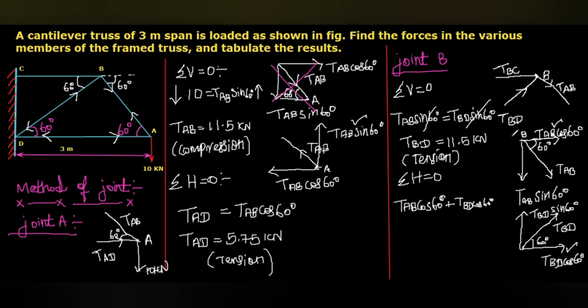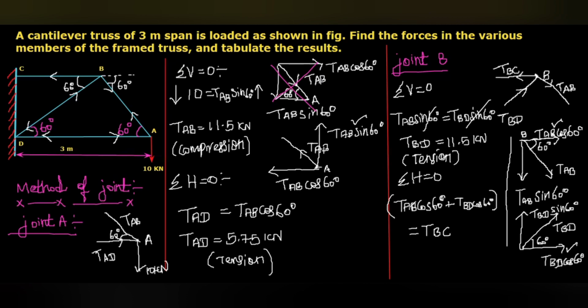These two are acting towards the right side. This should be equal to this force TBC. If these two horizontal components are acting towards the right side, then this TBC should act definitely left side to compensate these two horizontal forces, which are all acting towards the right side. TAB cos 60 also right side, TBD cos 60 also right side. So to compensate this, TBC should act left side.